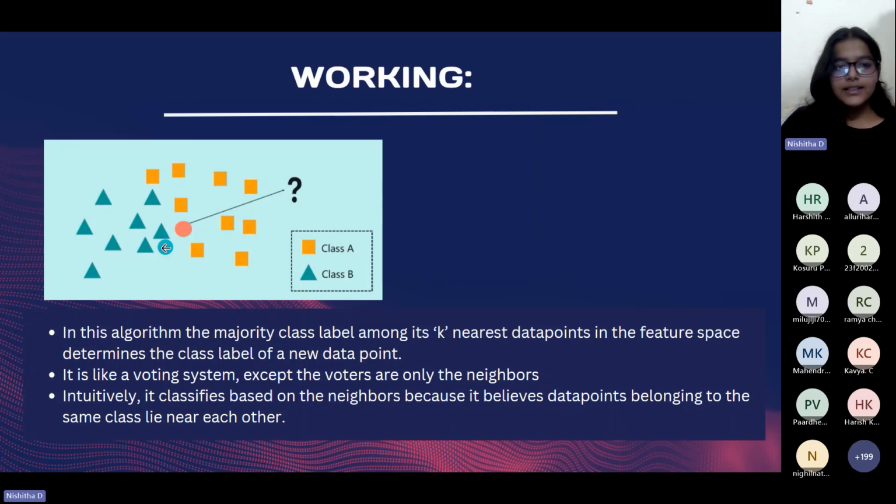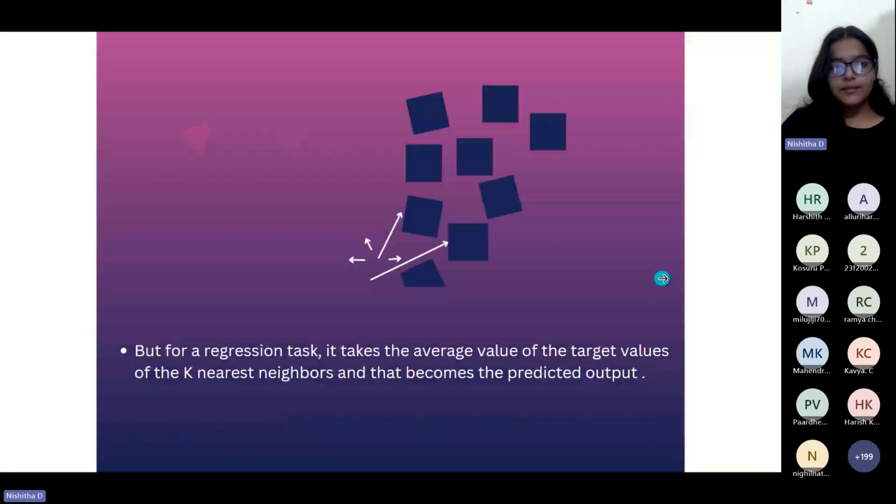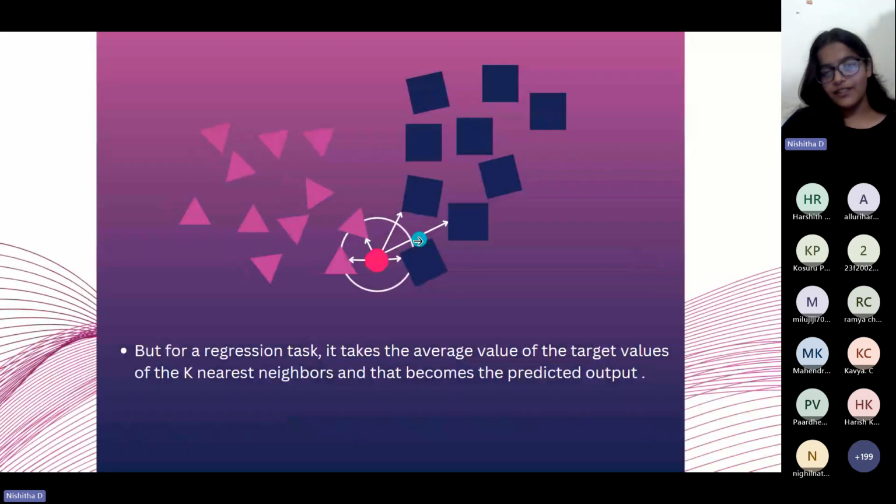So essentially, how does this algorithm work? It basically works like a voting system, except the voters are only the k nearest neighbors. So that was about how the algorithm functions. You can see over here, I took the triangle to be the majority class when we consider 3 nearest neighbors. So over here, it will predict the circle to be lying in the triangle class because triangles are 2 in number and the square is only 1. However, if you consider 5 nearest neighbors, then it will lie in the square class. So that's how this algorithm works for classification.